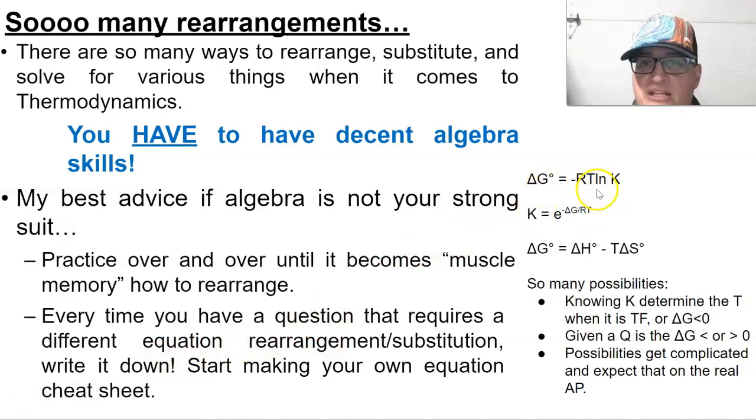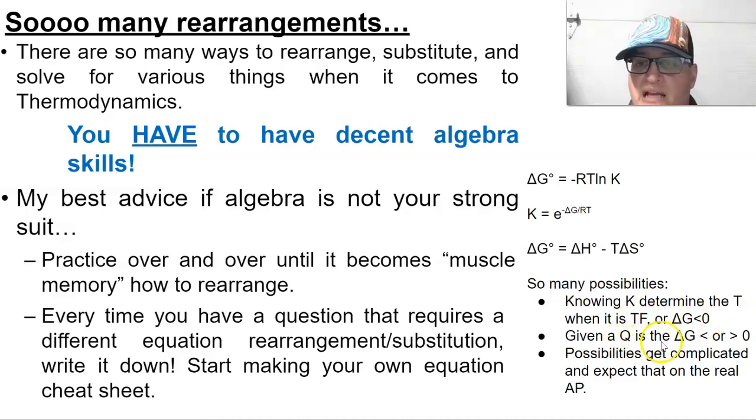So if you've got your delta G, that means K is equal to e to the negative delta G over RT. You also know your delta G as this here. Now, so many possibilities. You might know K and determine the temperature when it's thermodynamically favorable, meaning delta G is less than 0. And again, that would be asked in a question that's not so explicit. They might say thermodynamically favorable, where you need to remember delta G is less than 0.